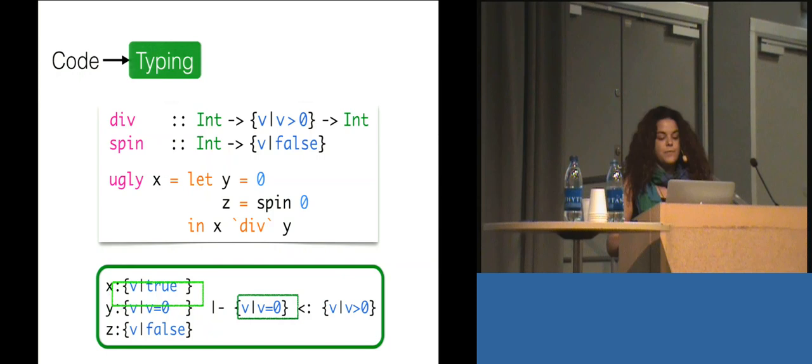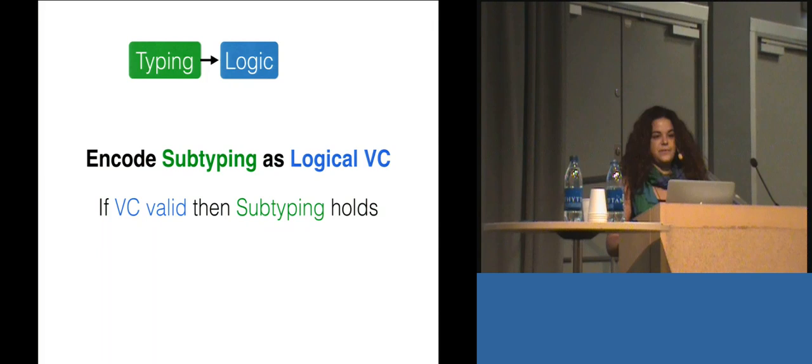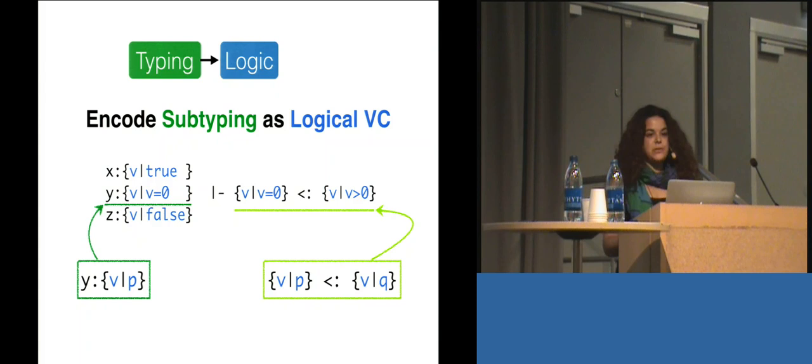So now we have the subtyping constraint, and we want to encode it as a logical verification condition so that if the verification condition is valid, then the subtyping query holds. So from the subtyping, we are going to build a logical implication that in the left-hand side has the information from the environment, and on the right-hand side, it has the information from the subtyping. And to do that, we have to encode both the bindings and the subtyping into the logic.